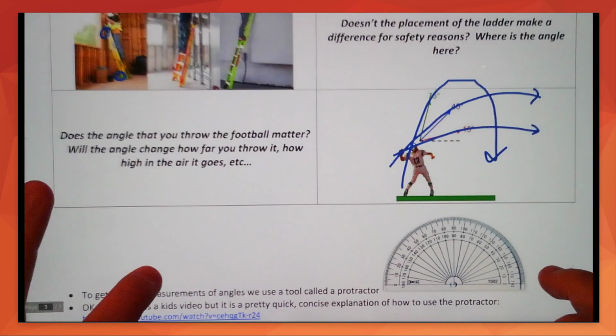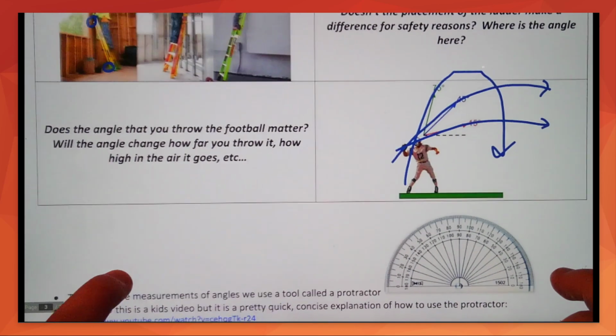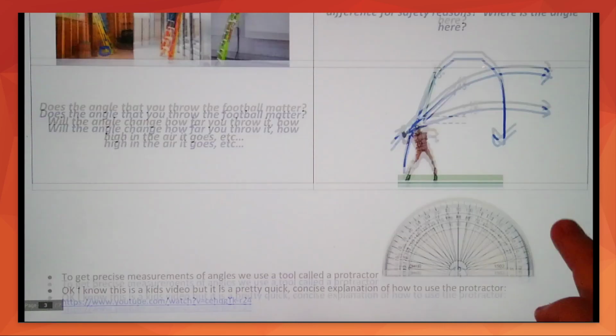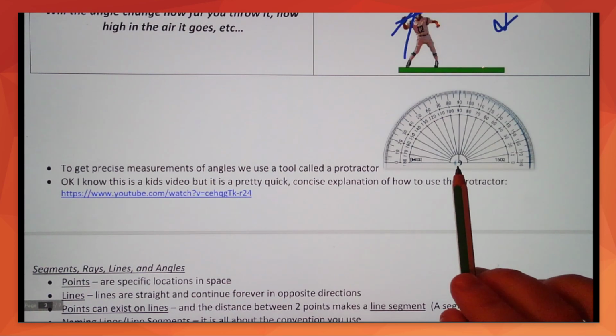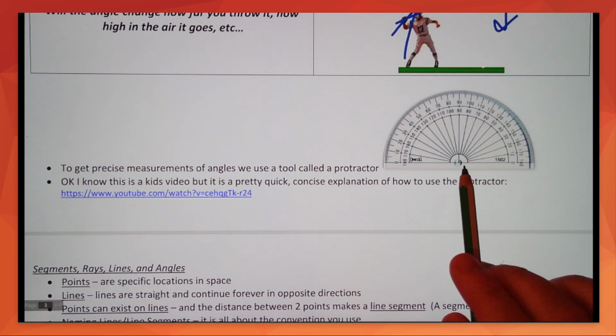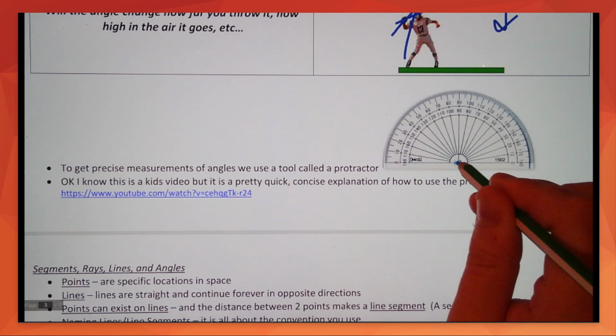Okay, so back to the actual mathematics and the science behind this. To get precise measurements of angles, we use a tool called a protractor. This is what a protractor looks like right here. We would put the vertex of our angle right here in the middle point.